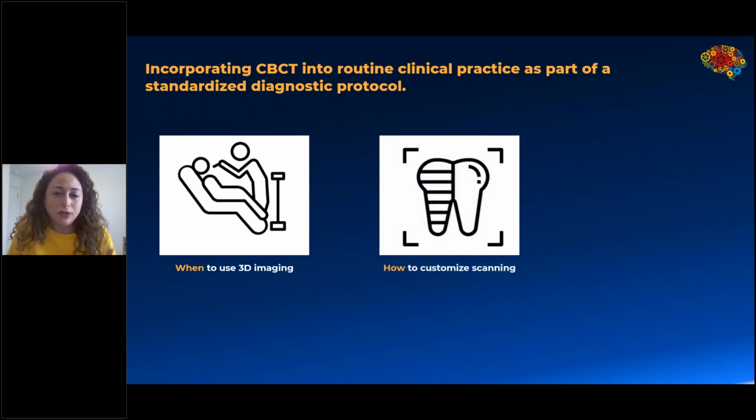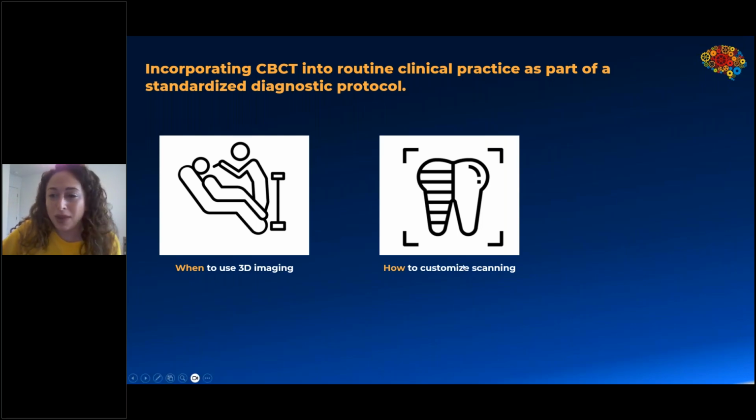Two, understanding how to customize my scan. What are the features that affect my image quality? Know that image quality is not just because we want a pretty picture, but because it determines our diagnostic abilities. The question you had before taking the scan will be easily answered once you see what you need to see.